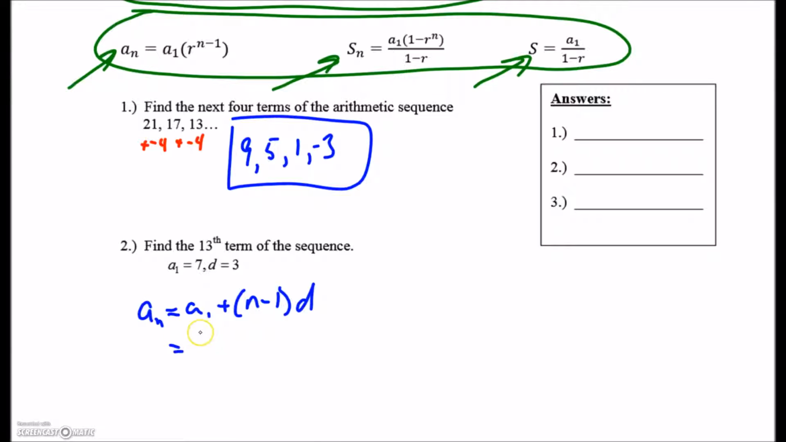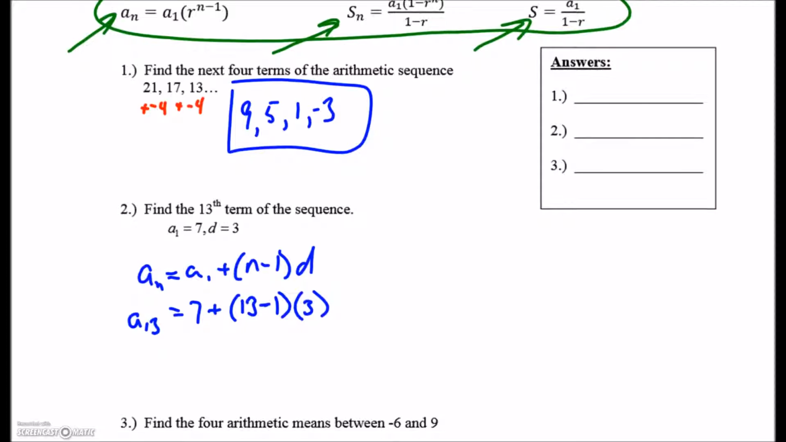And I plug in what I know. I know that a sub 1 is the 7, plus n is 13. It's the number of terms. It's how many terms I have, and it said right in the problem that it was 13. And then d is the thing I'm adding each time, which in this case is the 3. And so really I'm looking for a sub 13, and I just have to plug this into my calculator. When I plug this in, the 13 minus 1 is a 12, times 3 is a 36, plus the 7 is a 43. Okay, so I get a sub 13 equals 43, and that's it.